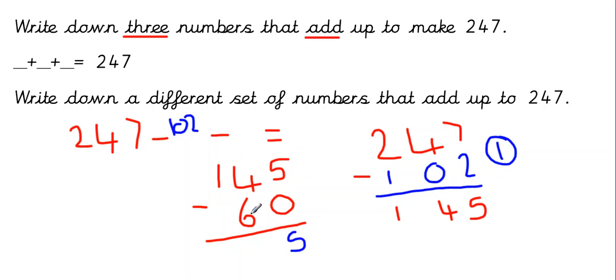4 take away 6, which I can't do, so I'm going to have to exchange. So I'm going to take the 1, turn it into a 0, and make that 14. So I'm going to do 14 take away 6, which is 8. Okay, so that's 85.